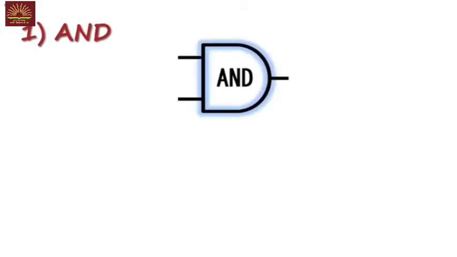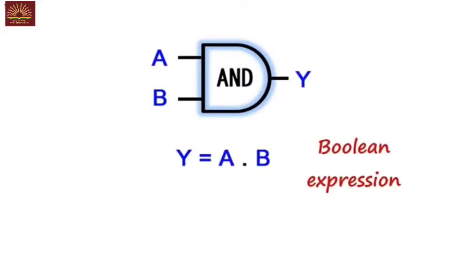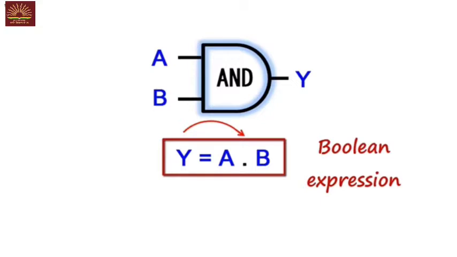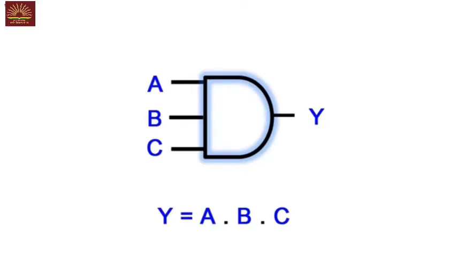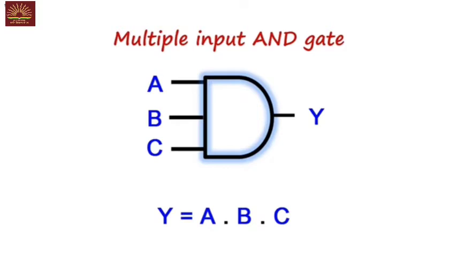The first basic gate is an AND gate. This is the symbol for the AND gate. A and B are two inputs resulting in a single output Y. The Boolean expression is read as Y equals A and B. A Boolean expression relates the output with the inputs of the logic system. For a 3-input AND gate, the Boolean expression is Y equals A and B and C. This way, the Boolean expression can be written for a multiple-input AND gate.